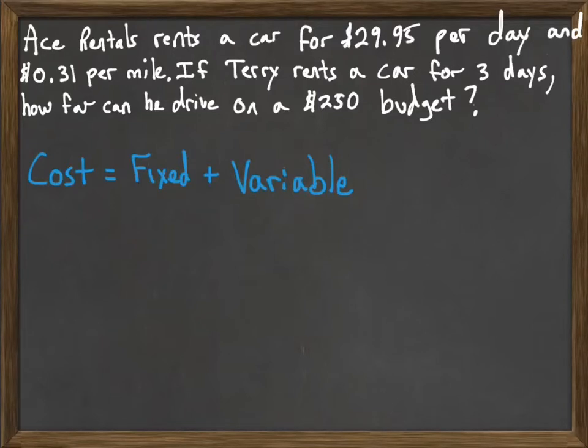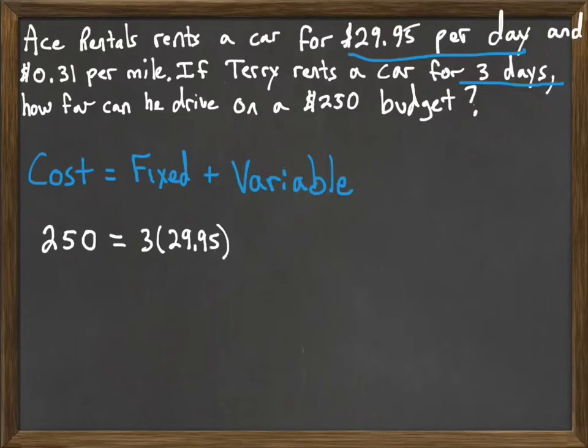So here we realize that his rental per day, since he's specifically doing it for 3 days, that's fixed. Whether he drives the car anywhere or not doesn't make a difference. It's still fixed. So the first thing we realize is our fixed cost, $29.95 per day for 3 days. He has $250 to spend, so that's his cost, that's what we want it to be. And then that's going to be the fixed cost of 3 times $29.95.